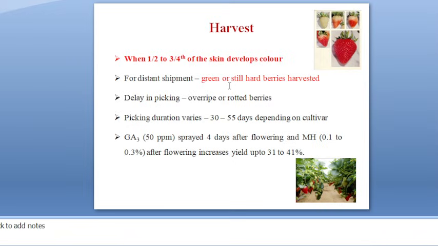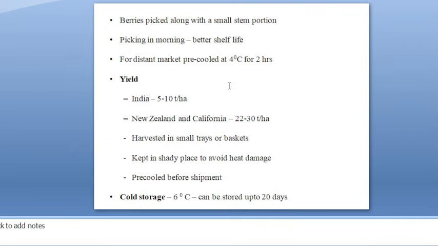We can also use some growth regulators like GA3 at the rate of 50 ppm, 4 days after flowering. Even we can use maleic hydrazide at 0.1 to 0.3%. That will help in increasing the yield as high as 31 to 41%.